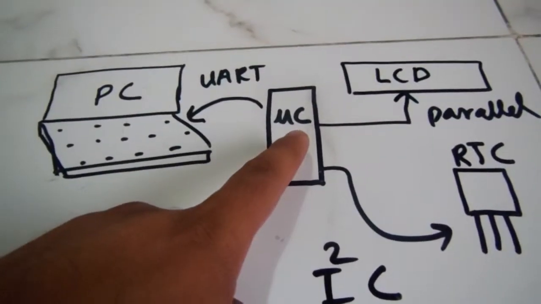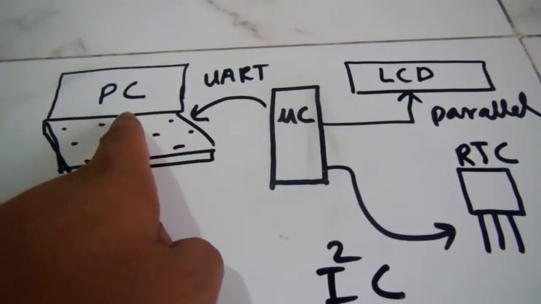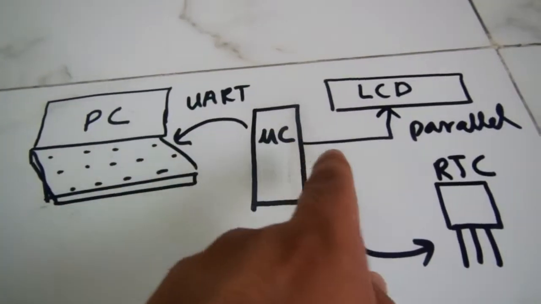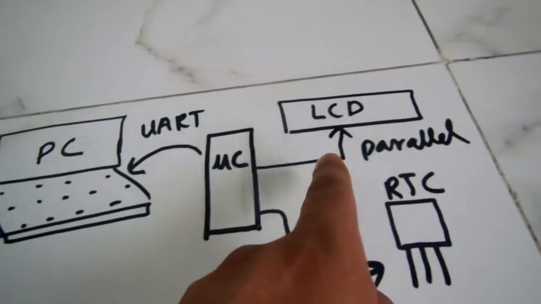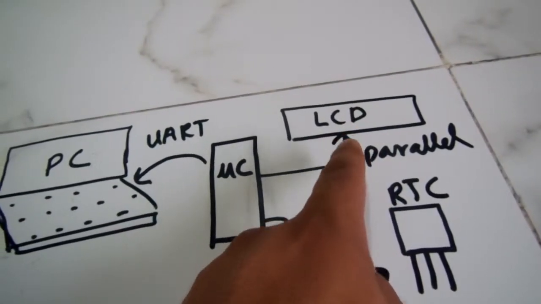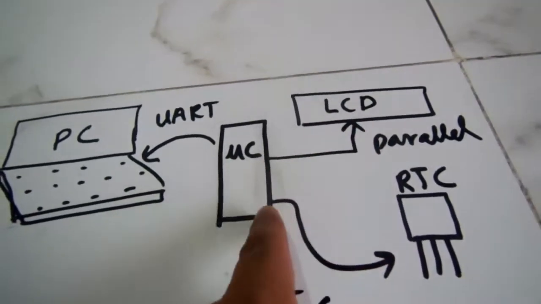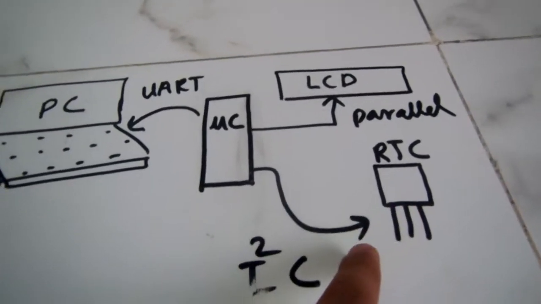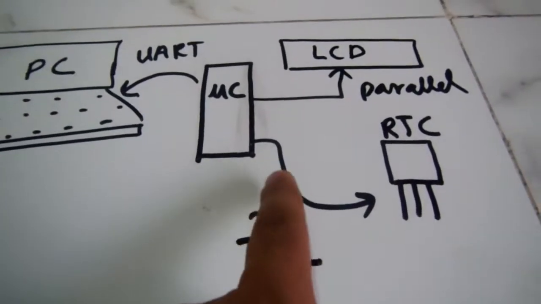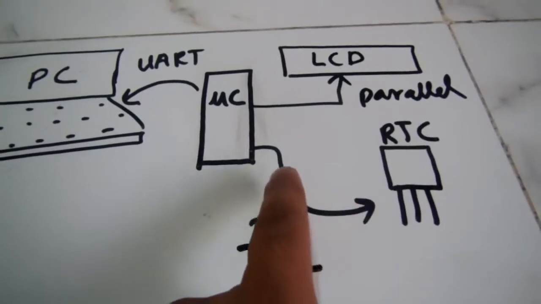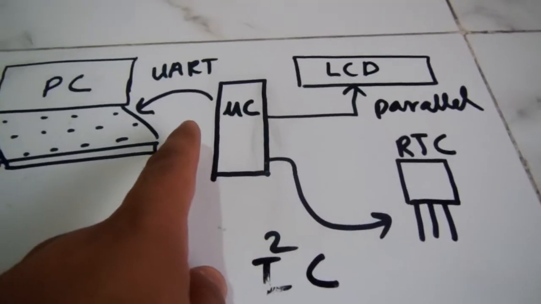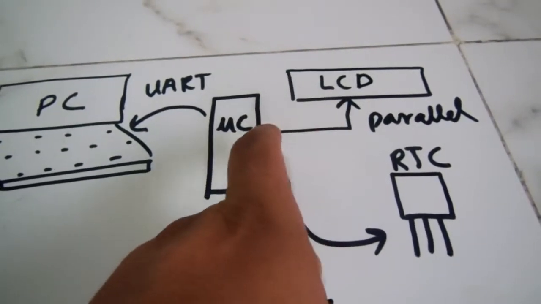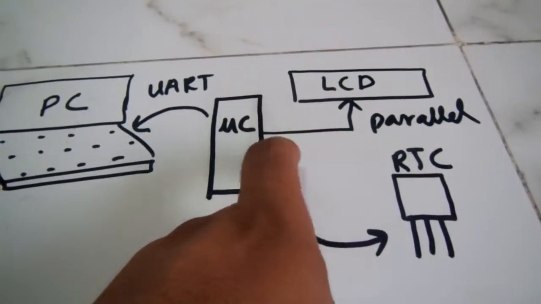In this video you can see the interfacing of the microcontroller with three devices at a time. The microcontroller is connected with the PC through UART communication, and it is connected to the LCD by parallel communication. The microcontroller is also connected to the real-time clock through I2C communication. I2C communication is serial communication. UART is also serial communication, but the interfacing of the LCD with the microcontroller is parallel communication.